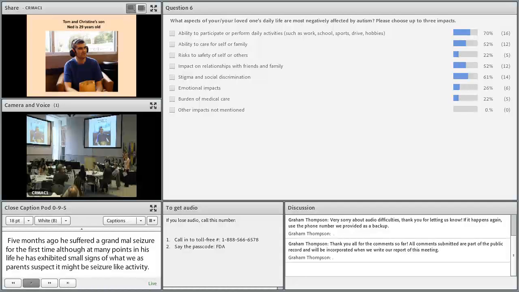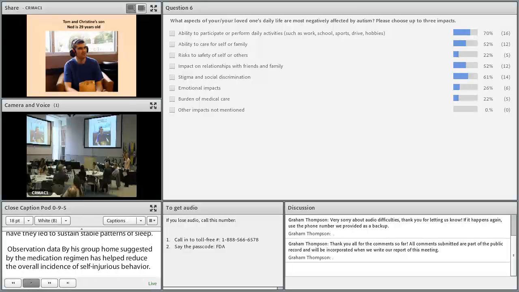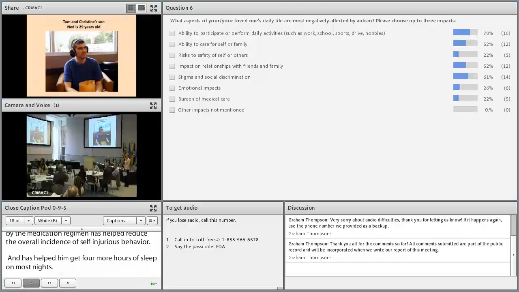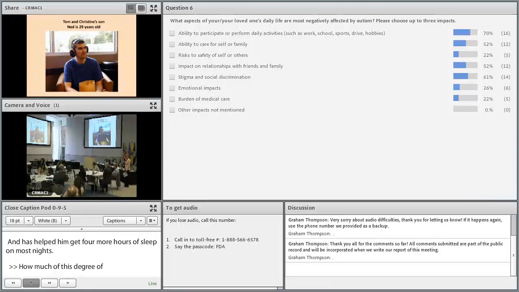Observation data kept by Ned's group home and day program staff suggest that the medication regimen has helped to reduce the overall incidence of self-injurious behaviors and aggressions, and have helped Ned to get four or more hours of sleep on most nights, but have not eliminated the issues. How much of this degree of stability can actually be attributed to the medications, as opposed to good daily management by Ned's caregivers, or because Ned is simply growing out of some of these behaviors, are open questions.